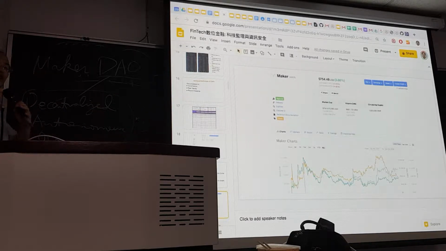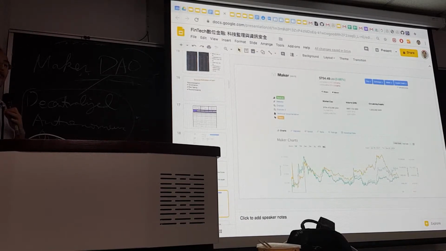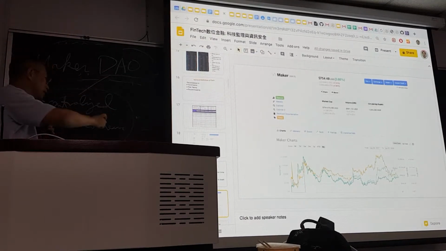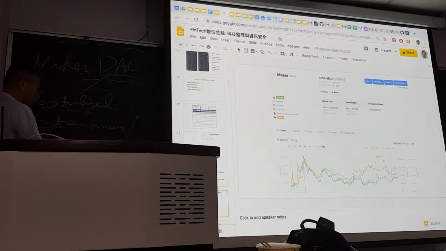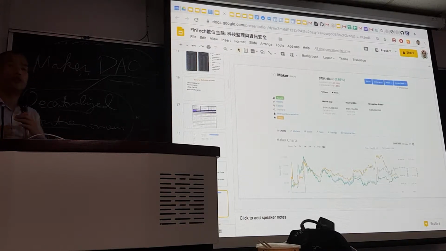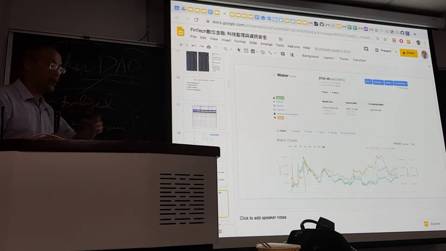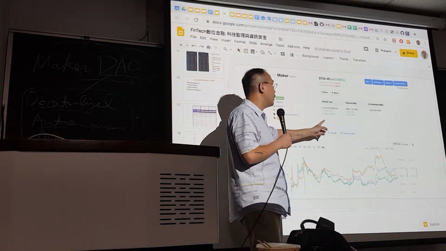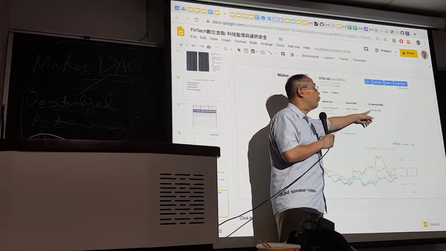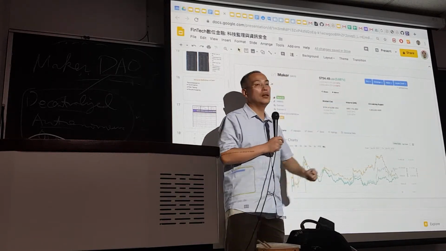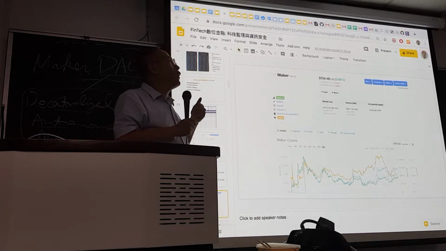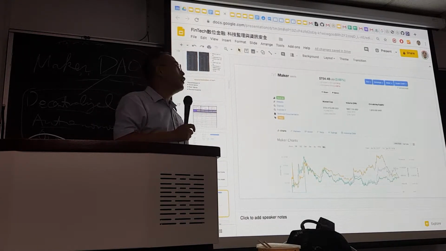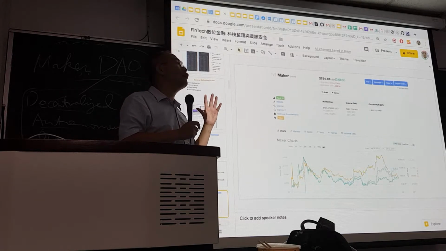So they try to do DeFi at the highest level. Remember, I said DeFi can be decentralized in governance. So they try to do things in a decentralized way. I'll explain this later. You can see they issue 1 million Maker coins, and right now each Maker token is about $750, in the ballpark.